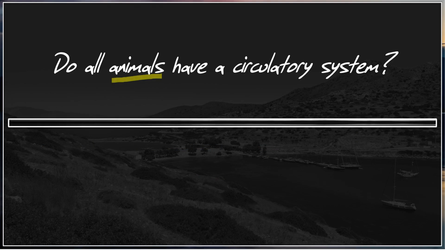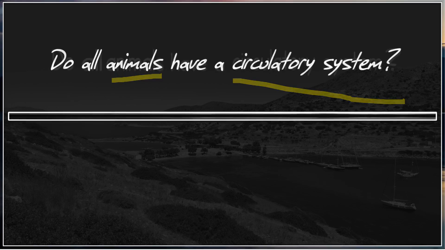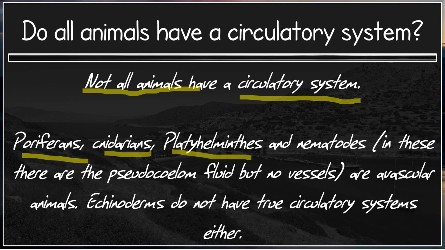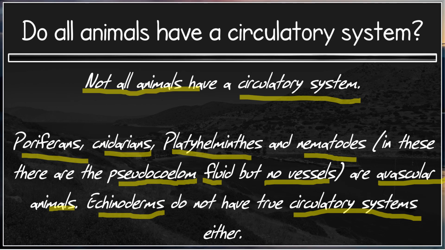Do all animals have a circulatory system? Not all animals have a circulatory system. Poriferans, cnidarians, platyhelminths, and nematodes have pseudocoelomic fluids but no vessels. Echinoderms do not have a true circulatory system either.